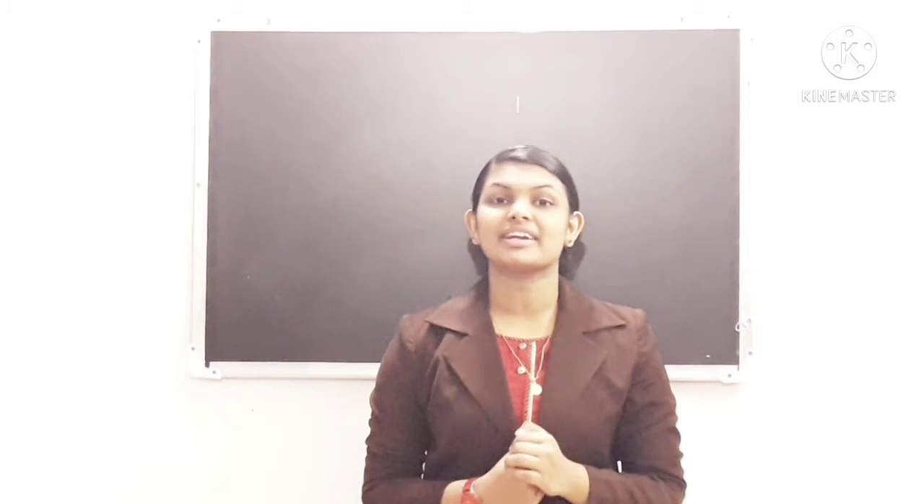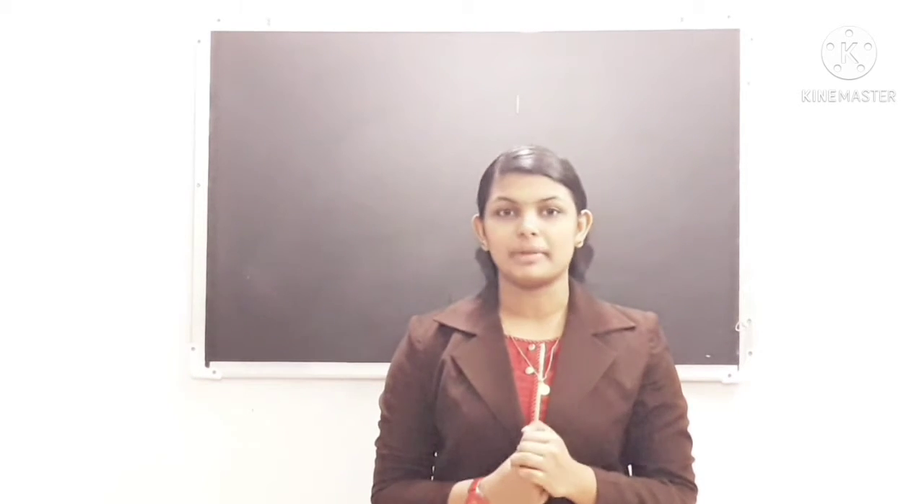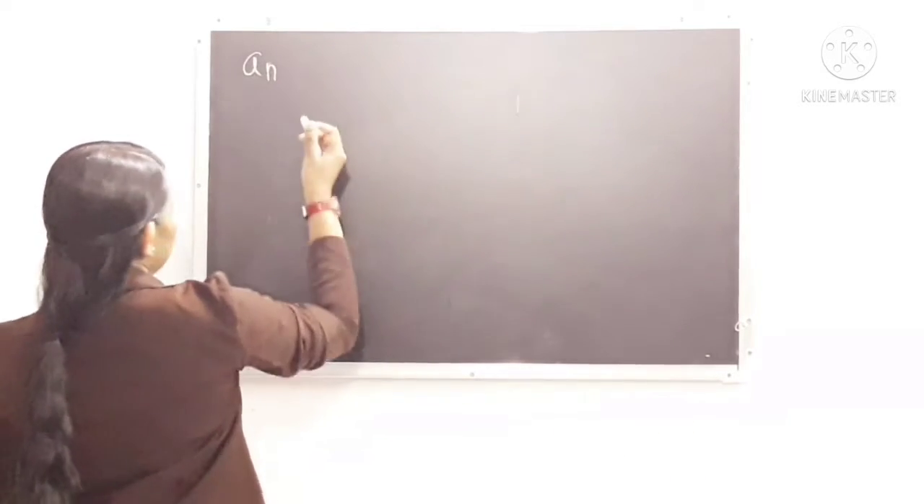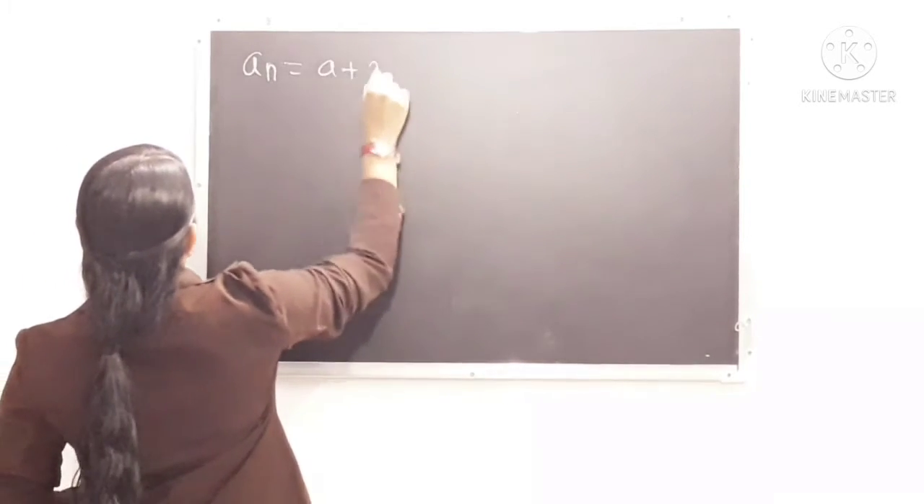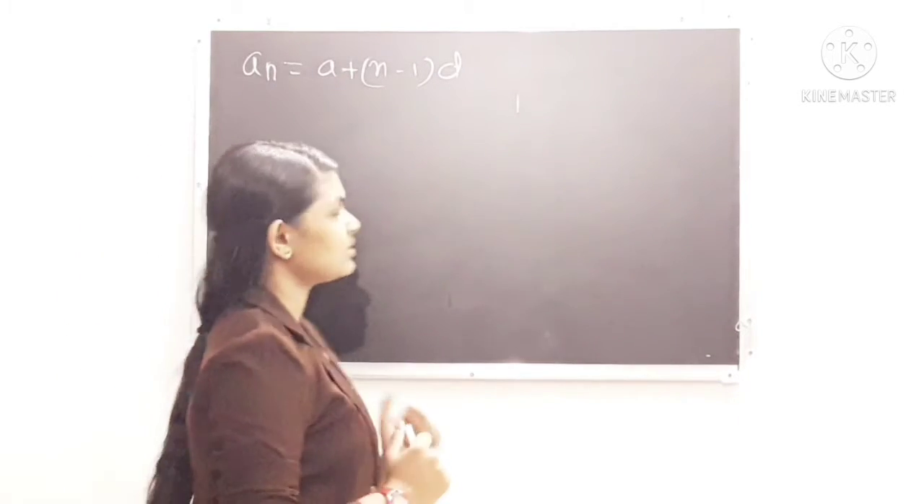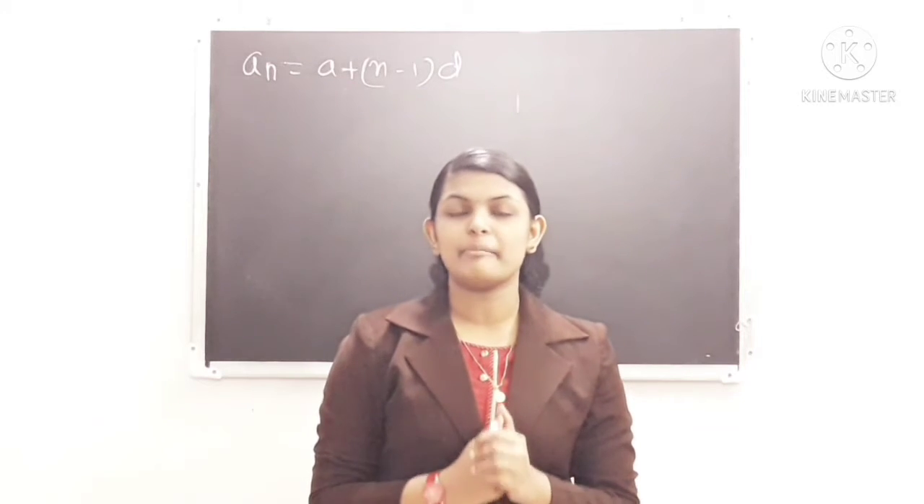In today's section, we are continuing the chapter Arithmetic Progression. In the previous section, we discussed the formula to find the nth term of an AP, which is equal to a plus n minus 1 into d, where a is the first term and d is the common difference. In today's section, we are going to study the equation to write the sum of the n terms of an AP.